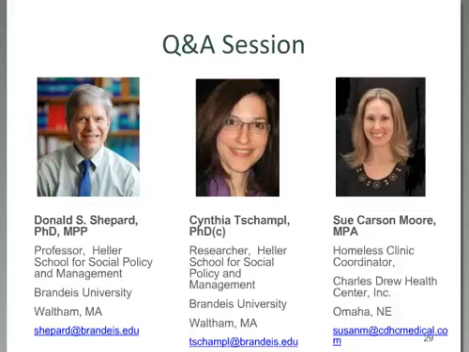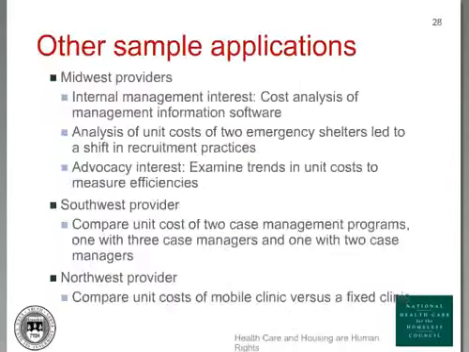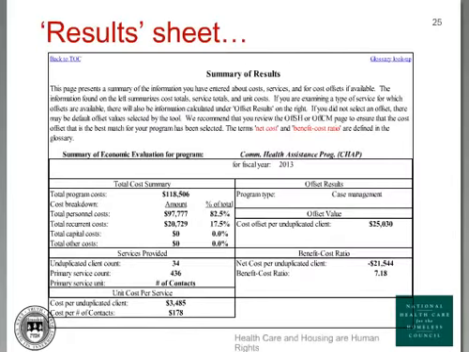Okay, thank you, Sue. Next question, I think, will be directed at Dawn and Cynthia, and I believe it's in reference to slide 25 on the results sheet. And the question is, how is the $178 cost per number of contacts calculated?